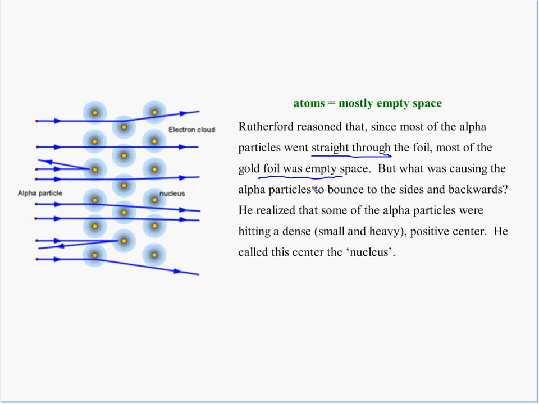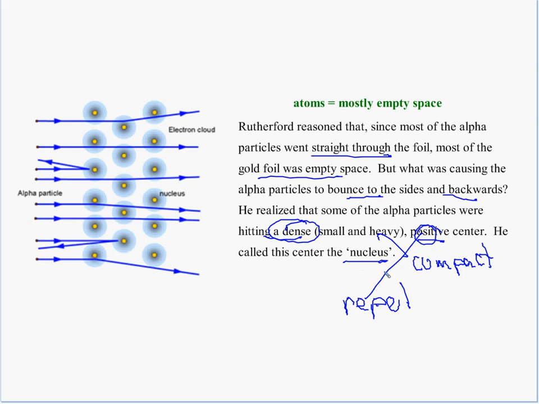All right, but what was causing the alpha particles to bounce to the sides or backwards? Right, because if it's mostly empty space, they just all go through. He realizes some of the alpha particles were hitting a dense, I know dense means really compact. Dense means really compact, so small and heavy means compact. Positive center. Okay, it has to be positive because they have to repel. That makes sense. Alpha particles repel. Otherwise, they wouldn't bounce. They'd stick. He called this the nucleus.